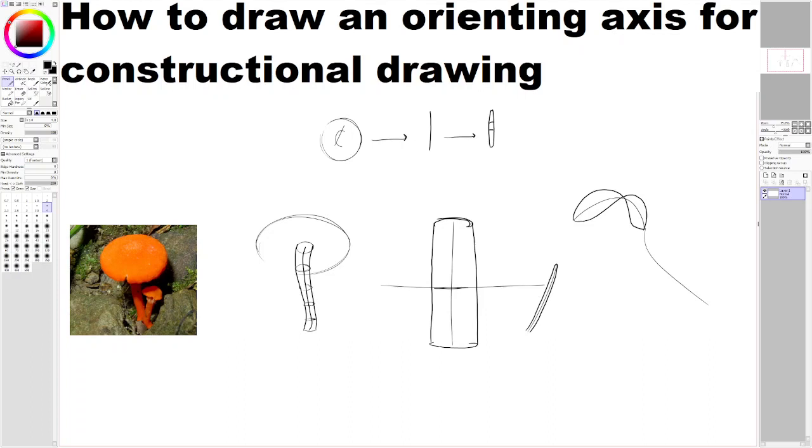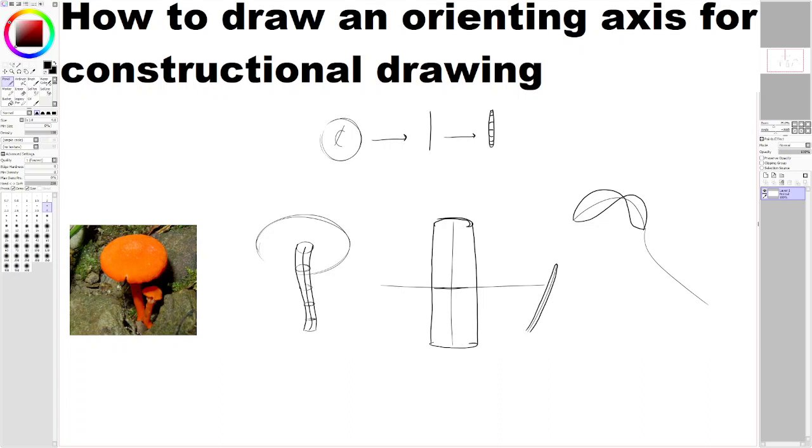Closer to the top, it wraps like that, and near the bottom, it wraps along the contour like that. So yeah, that's how you do an orienting axis for constructional drawing. You can take this further. I think you could always try to somehow jam an orienting axis into anything.